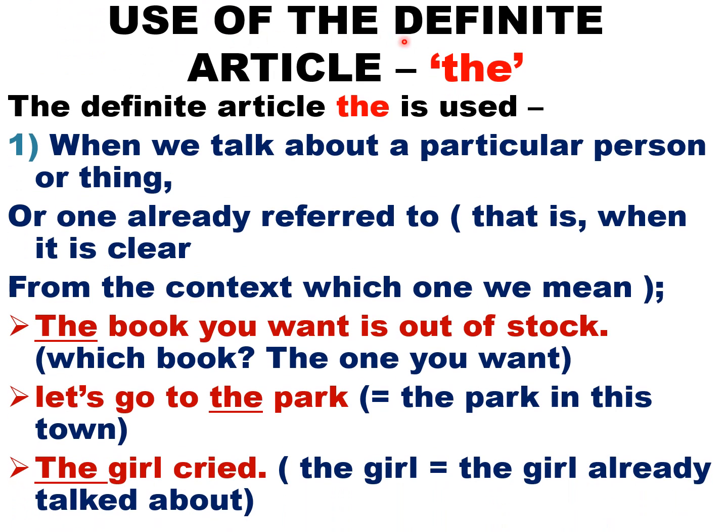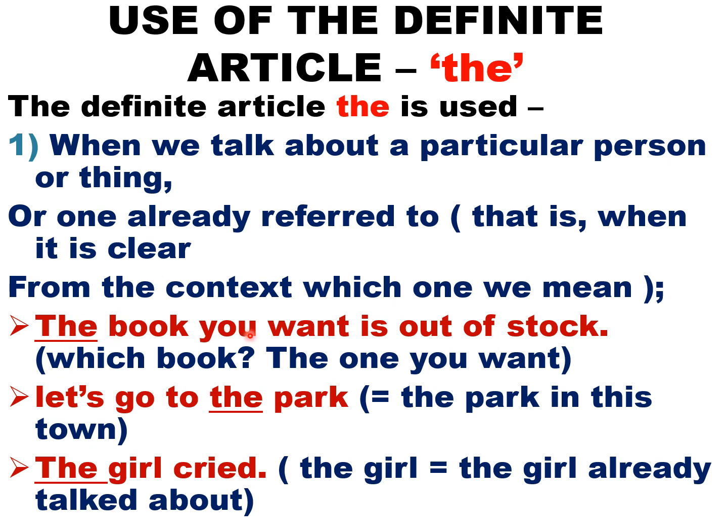Use of the definite article the. The definite article the is used when we talk about a particular person or thing or one already referred to. The book you want is out of stock. Here, the book refers to the book already referred to or to a particular book. So, the definite article the is used here.